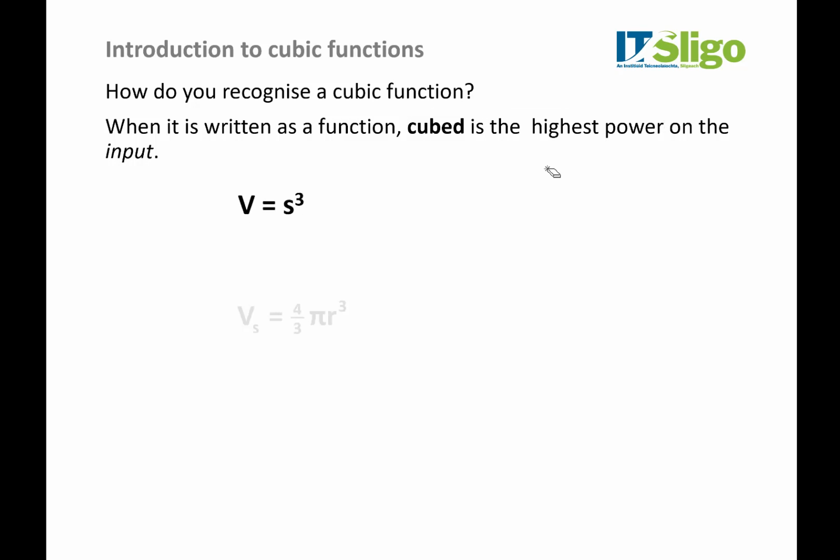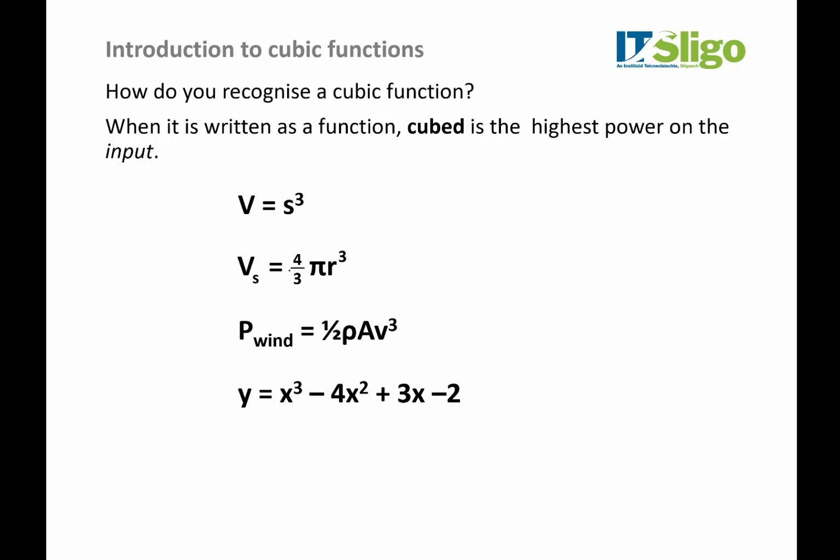So just some examples. Here's our variable, highest power is cubed. All of these are varying examples of cubic functions. The first 3 are simple because there's only one term on the input side. So these are all proportional, as in when the input is 0, the output is 0.